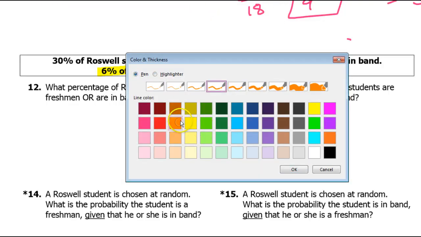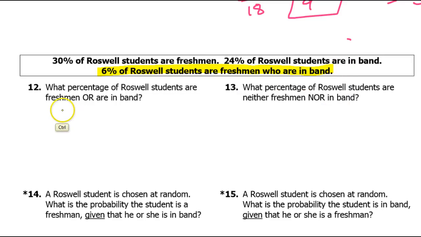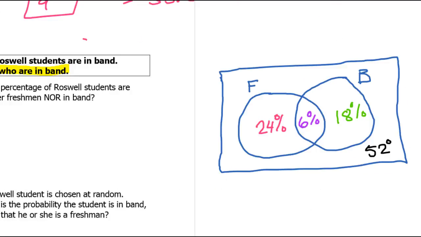Oh, what happened to my pen? Oh yeah, I was coloring it. So yeah, 48%. Now, what percentage of Roswell students are neither freshmen nor in band? Okay, so we're looking for the ones that are not in either one. So that's the 52 that I have already done for me. Neither freshman nor in band, that's where the 52 comes in.